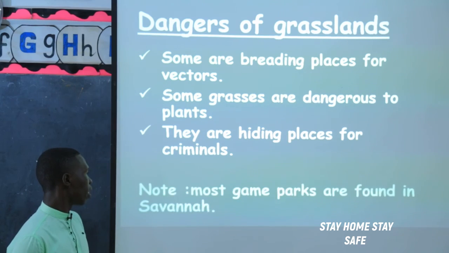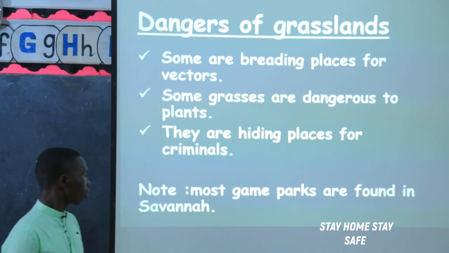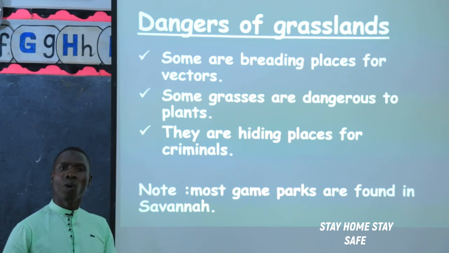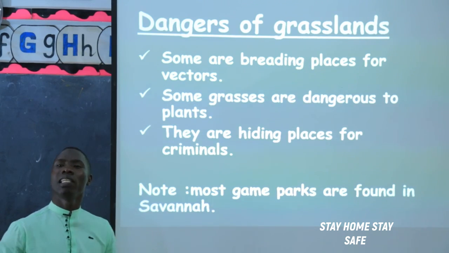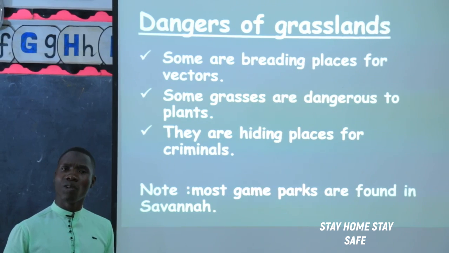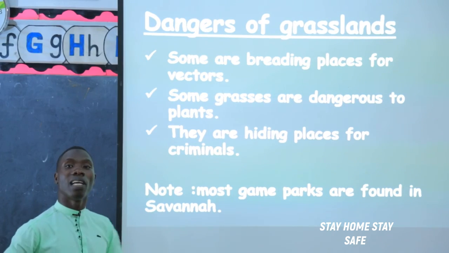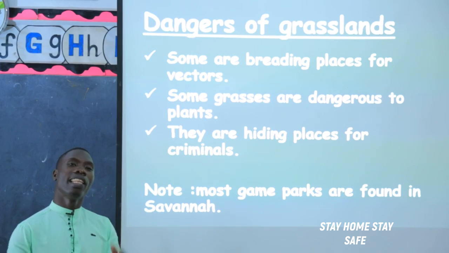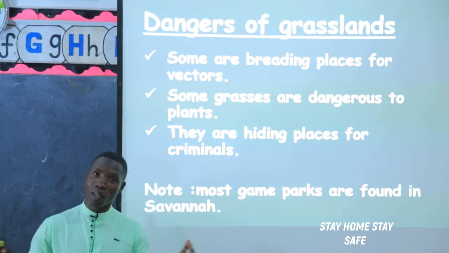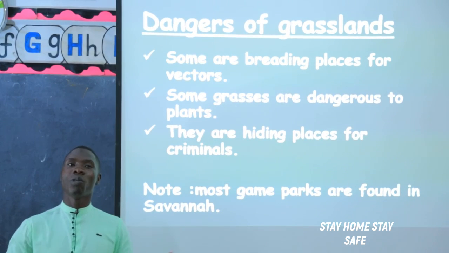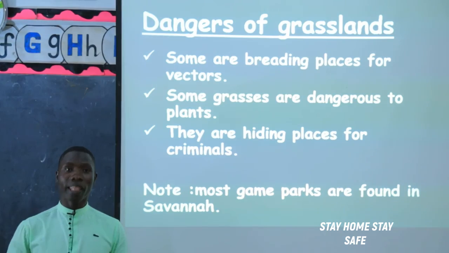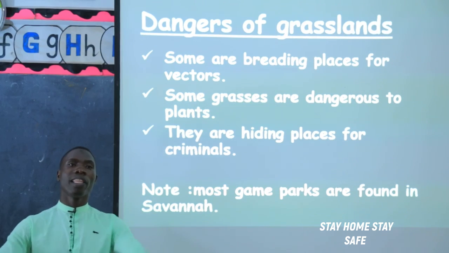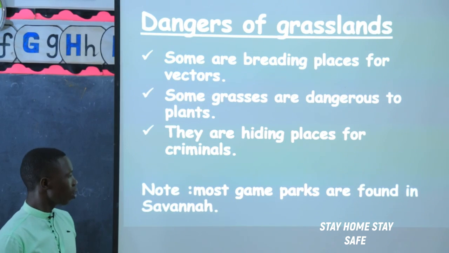Now, I have a note for you. Most game parks are found in Savannah. Wild animals like living in grasslands. Do you know why? One, these places have a lot of pasture for these animals. And secondly, these are also very open areas for animals to roam. Okay, these animals like moving this way, that way, this way. So they have enough space to roam.